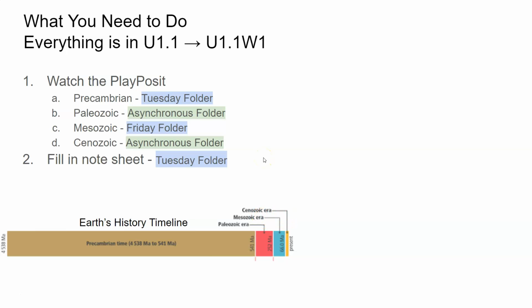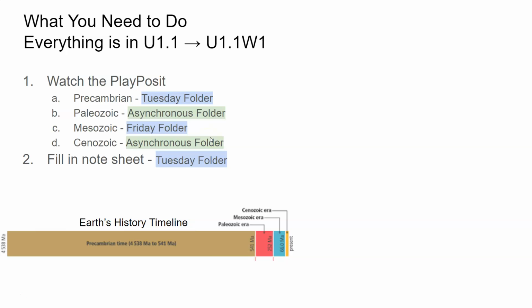For your lesson, you are going to learn about those eras by watching a play pause it video for each era. So, everything of course is in the Unit 1.1, Week 1 folder. In Tuesday's folder, there's a play pause it video on the Precambrian era. Then in the asynchronous folder is the Paleozoic. Friday's folder has the Mesozoic, and the asynchronous folder has the Cenozoic. So these are the videos that you're going to watch.